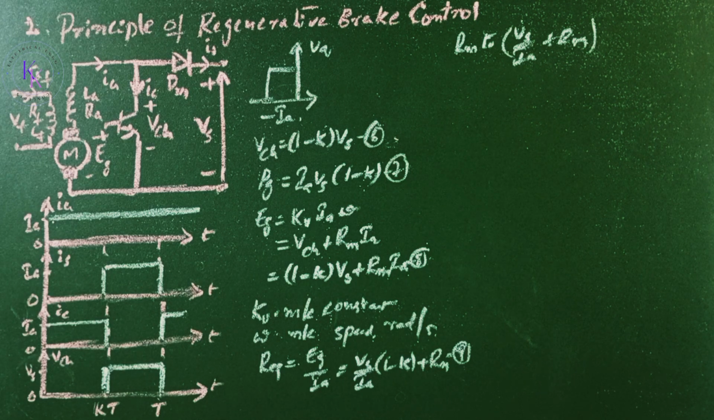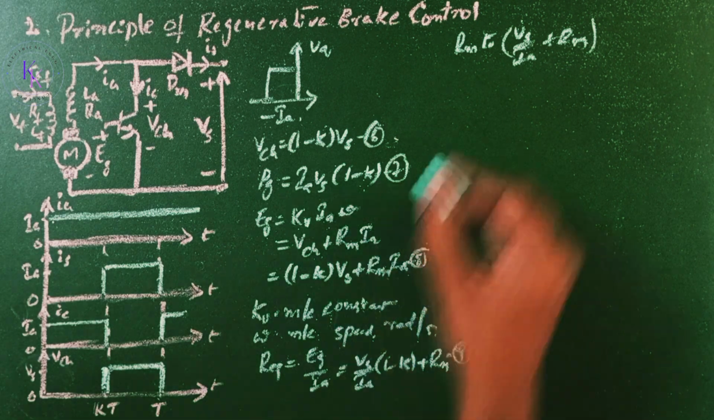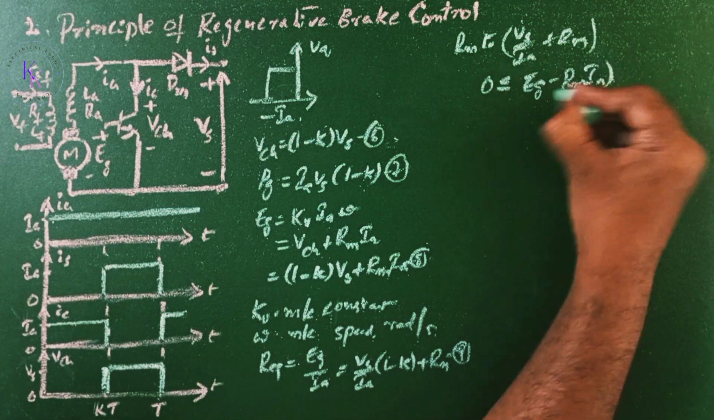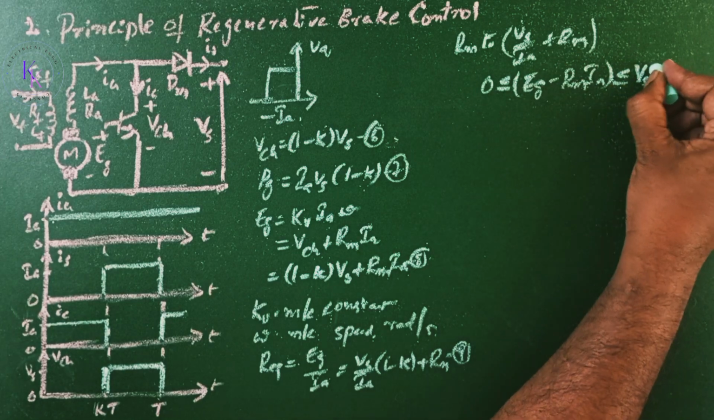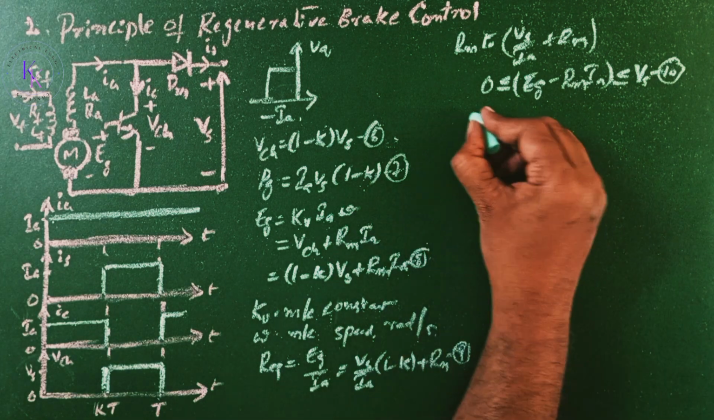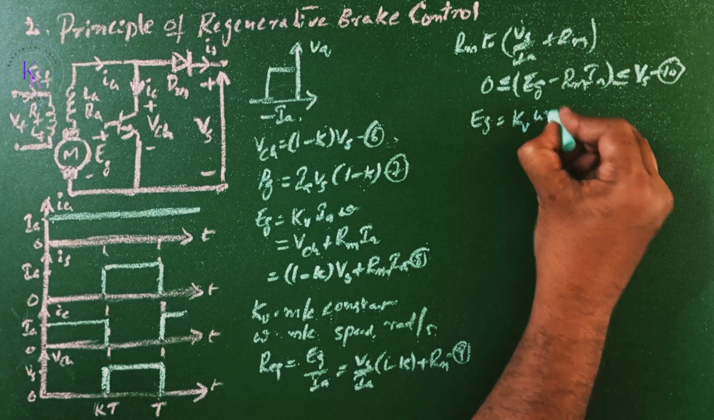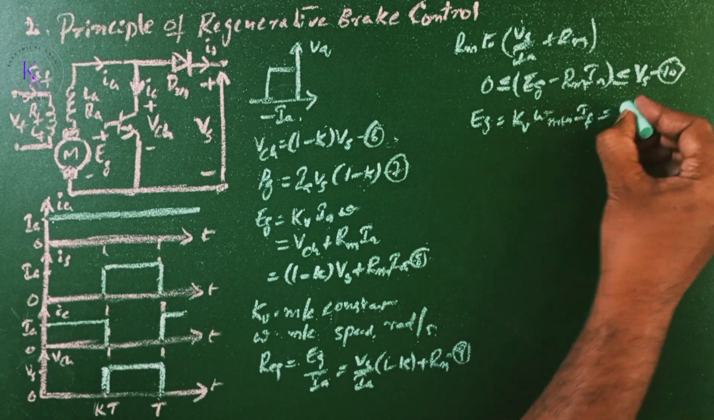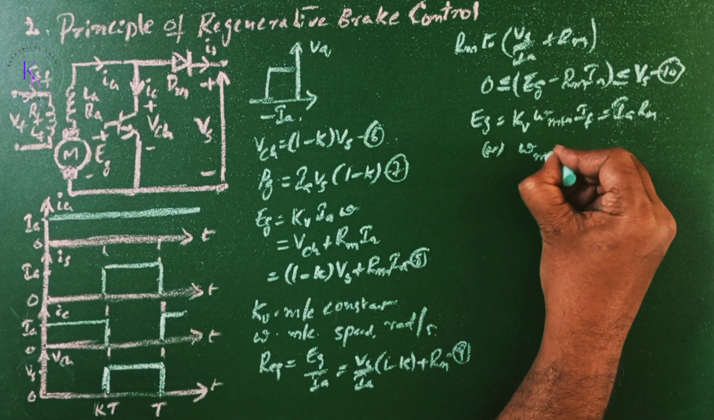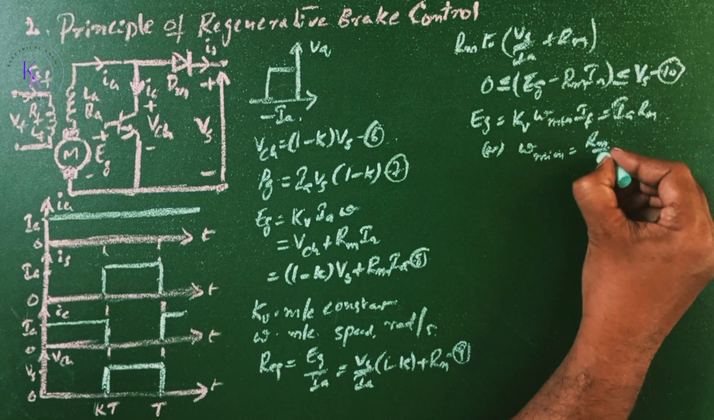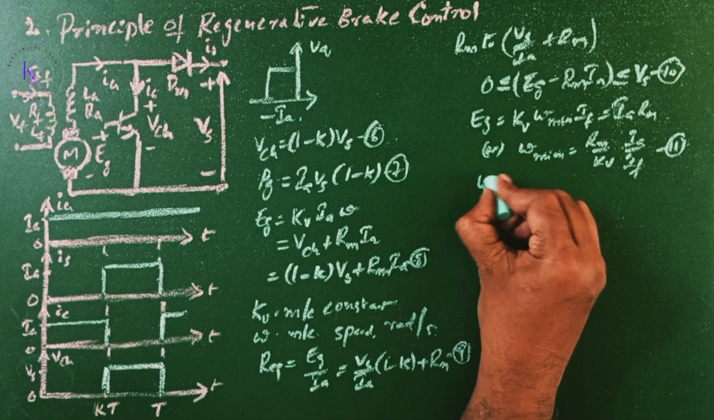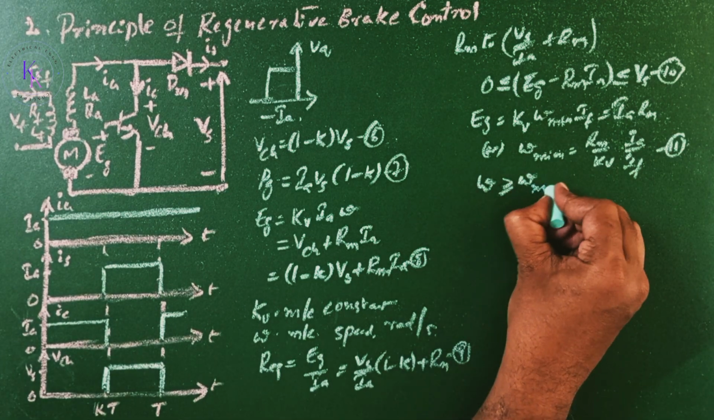The conditions for permissible potential and polarity of the two voltages are 0 less than or equal to EG minus Rm IA less than or equal to Vs. Let this be equation number 10, which gives the minimum braking speed of the motor as EG equals kV omega minimum IF, which equals Rm IA, or omega minimum equals Rm IA by kV IF. Let this be equation number 11. And omega is greater than or equal to omega minimum.